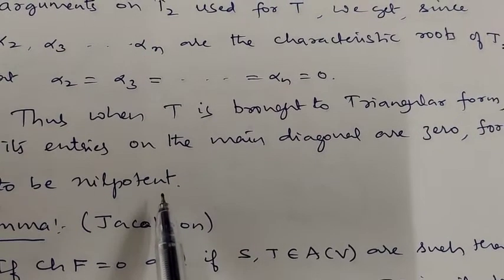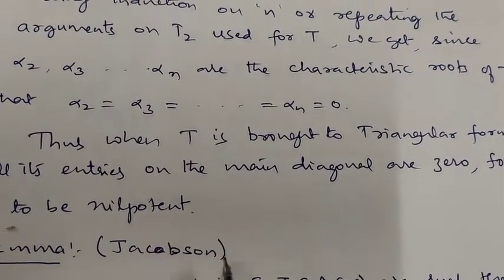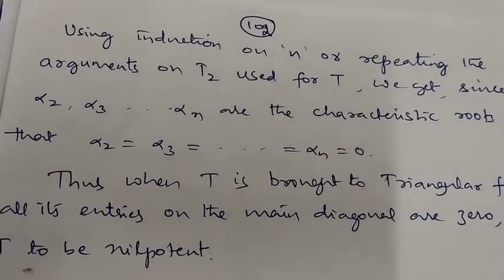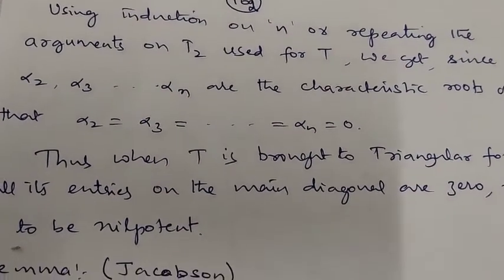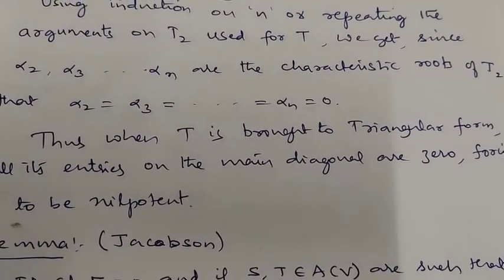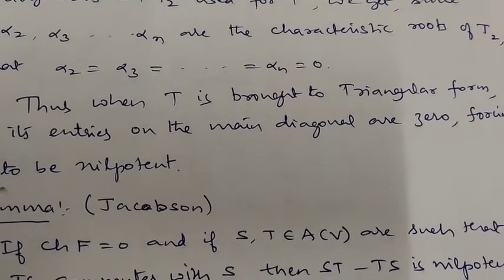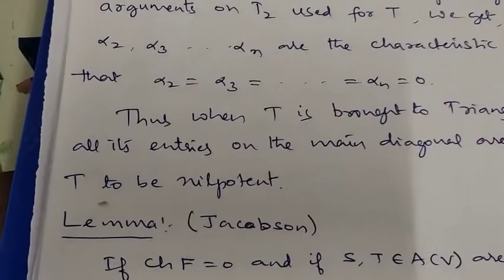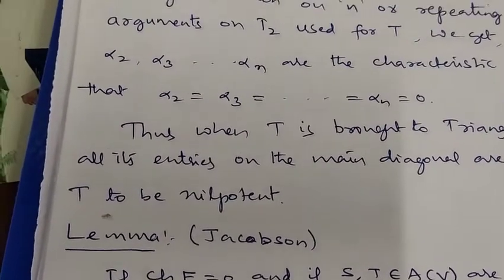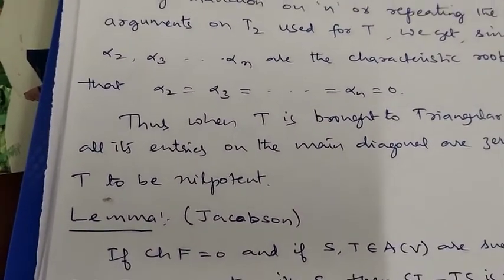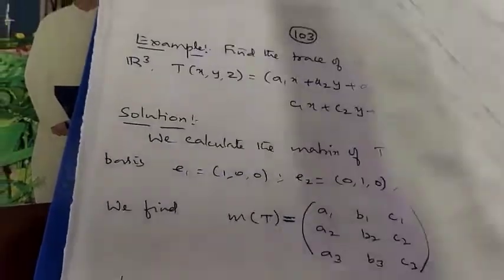We have assumed that F is a field of characteristic 0 such that trace of T power i is 0, and then we have shown that T is a nilpotent linear transformation. This is one of the important results. Next, let us take up another simple result.